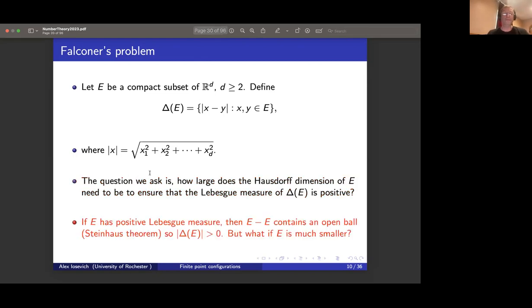Just for the sake of perspective, the problem that tends to pop up on analysis preliminary exams is that if E has positive Lebesgue measure, then E minus E or E plus E contains an open ball. This is the celebrated Steinhaus theorem. So in this particular case, of course, the Lebesgue measure of the distance set is positive, but what happens if E is much smaller? So what we are aiming at here is still obtaining a conclusion that the Lebesgue measure of the distance set is positive, but we want to weaken the assumption considerably to Hausdorff dimension of the set being sufficiently large. So this is the Falconer problem.